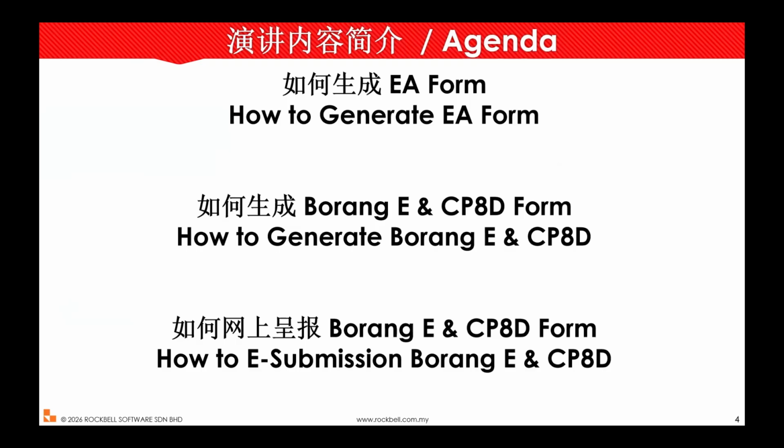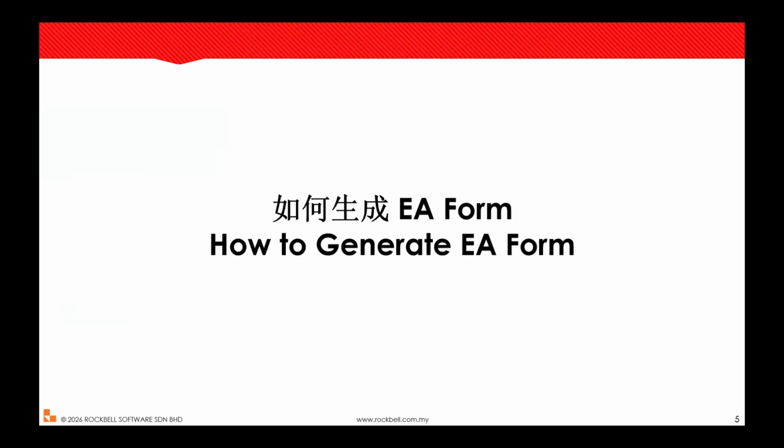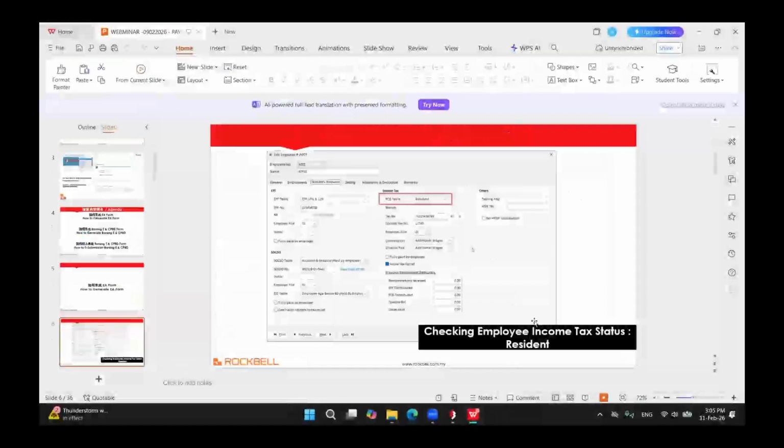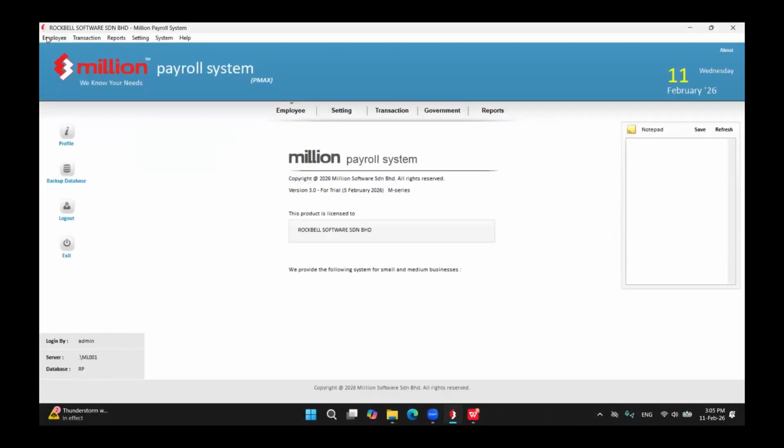So now I will guide you how to do the EA form from Million Payroll. For the first step, when you want to do your EA form, please make sure the PCB table is under Resident, Non-resident, or Iskandar like that. It cannot be under Non-resident. I will show you the settings from here.